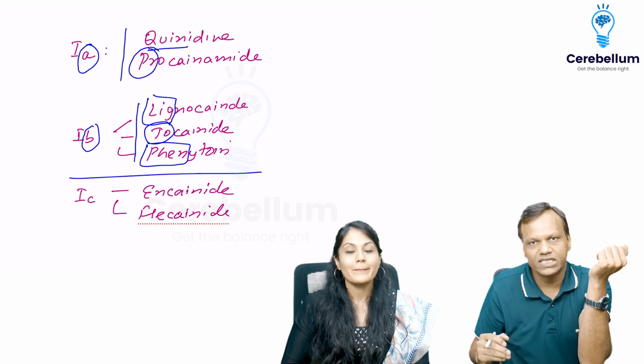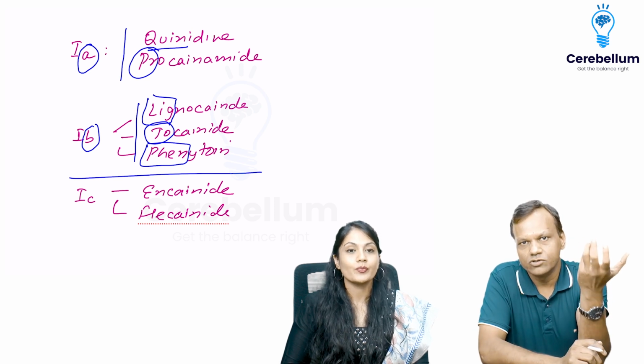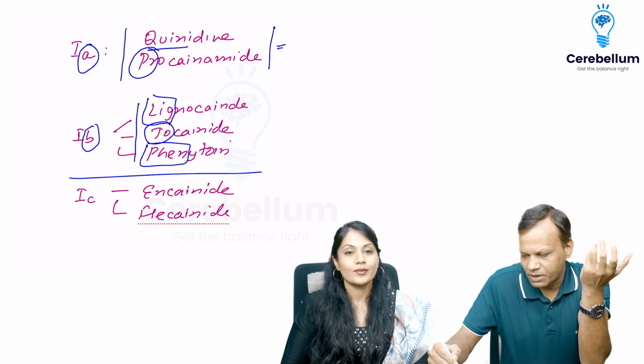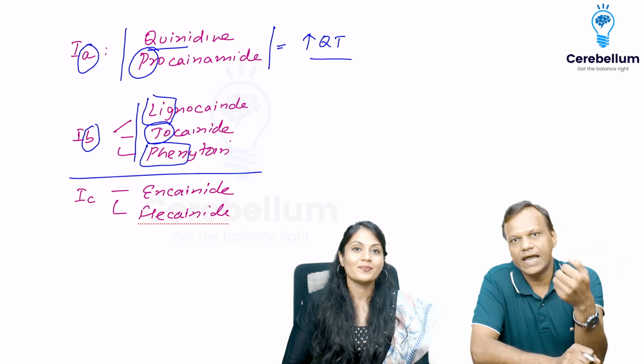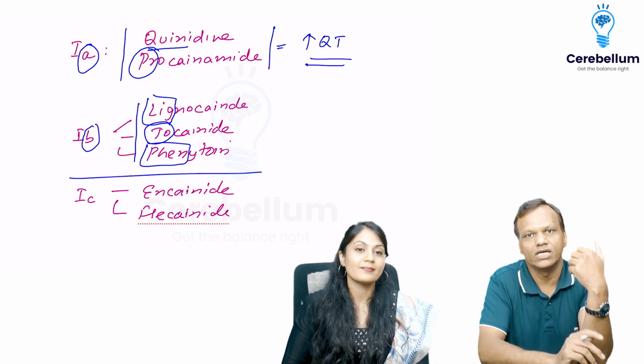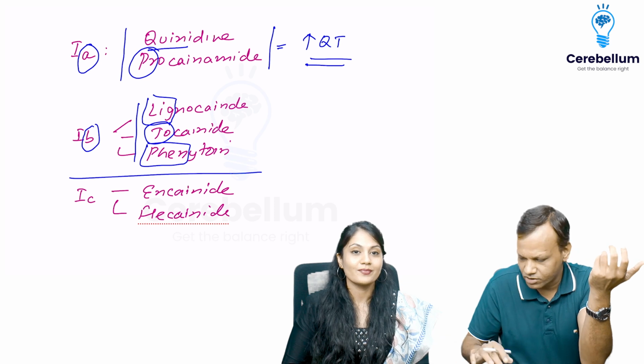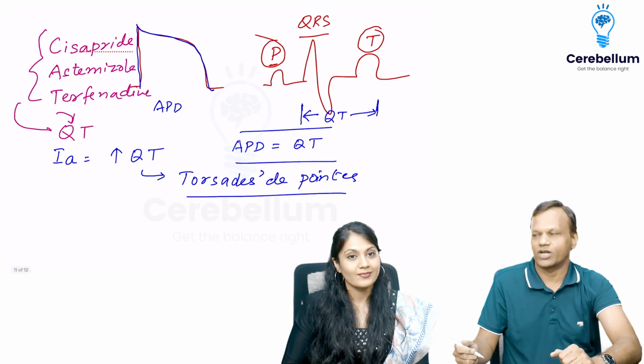Okay? Now out of the three, which will cause QT prolongation? So obviously it is A category people. The hi-fi people are the ones who will be cute, people like us will not be. Okay? So quinidine and procainamide, they cause QT prolongation. Okay? So that's all about pharmacology in this action potential.